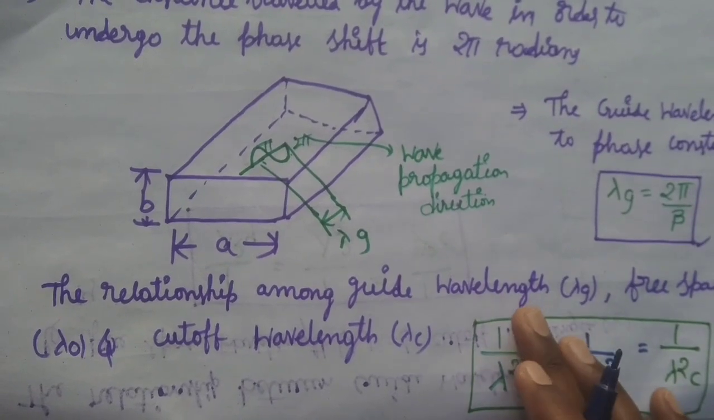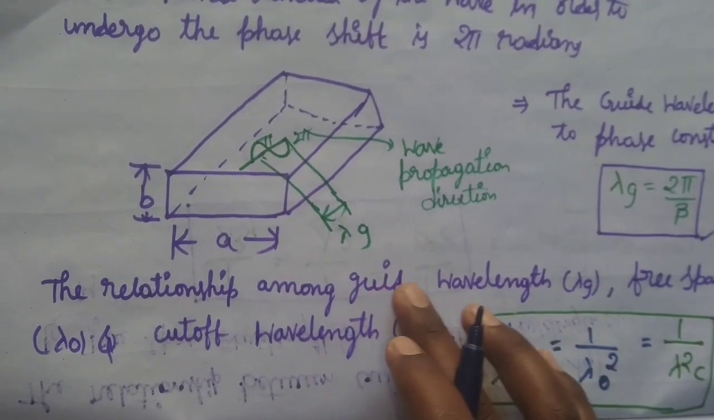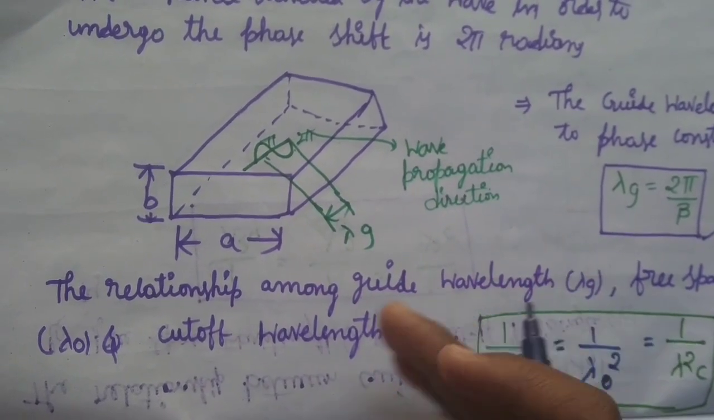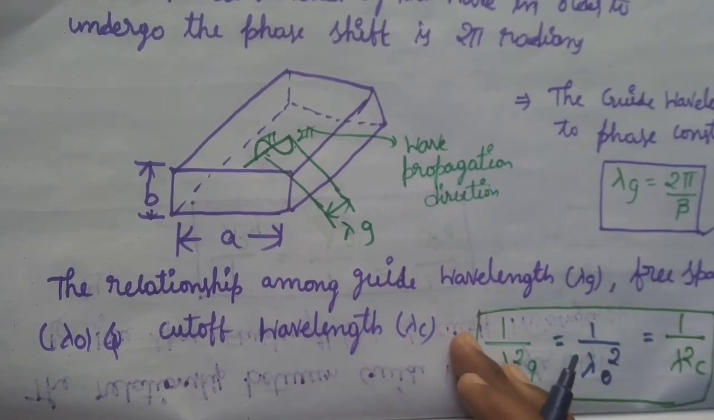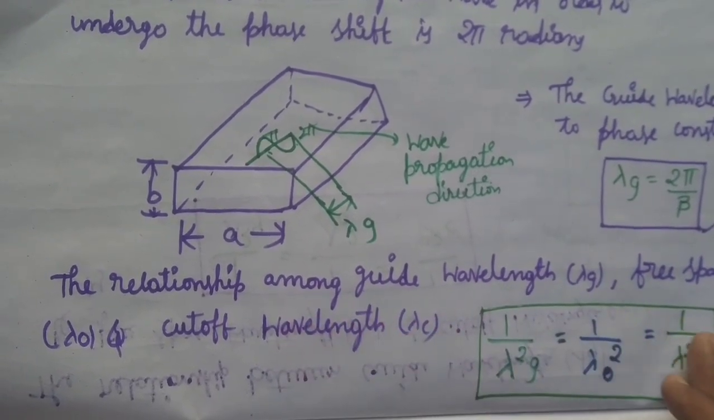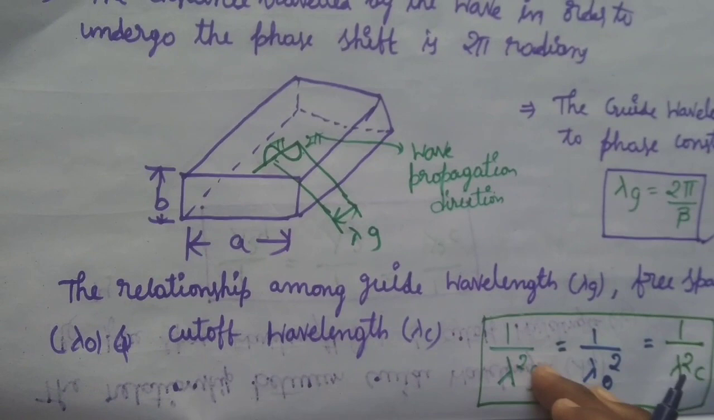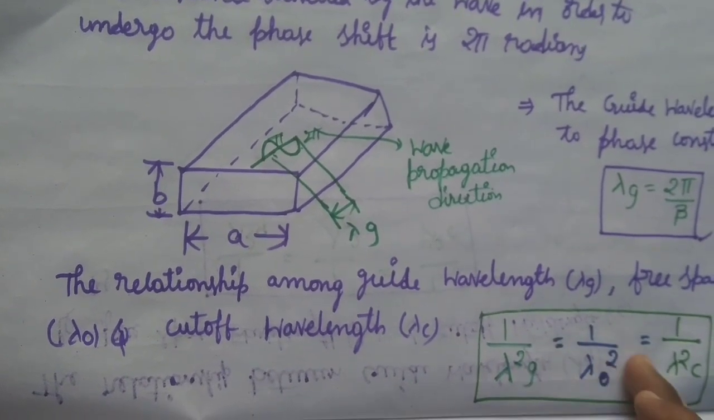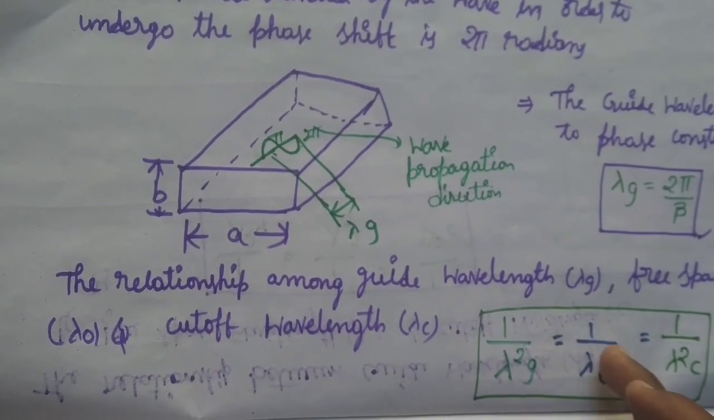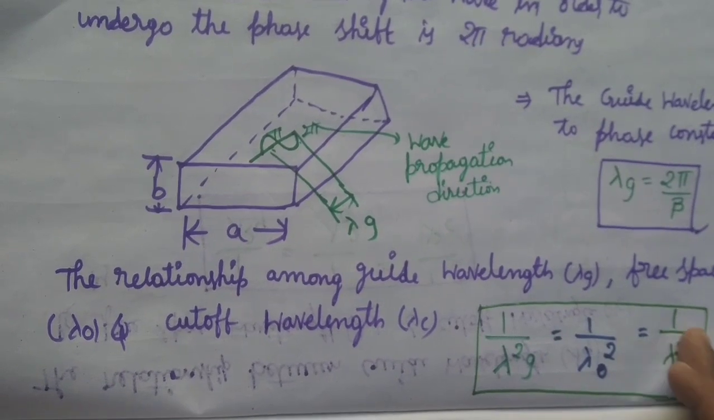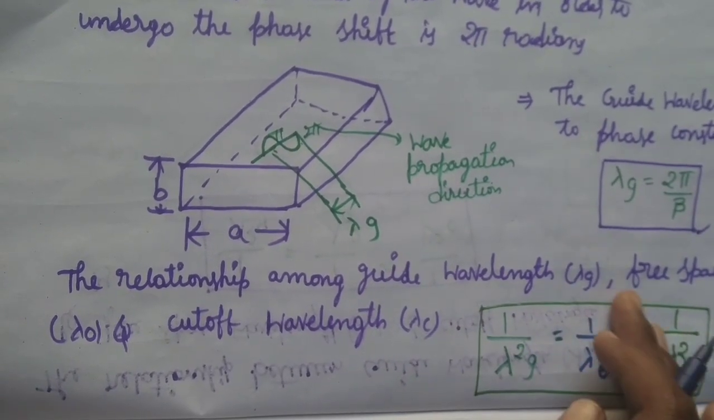One important point is that the guide wavelength is different from the free space wavelength. These are different wavelengths, not equal lengths. Guide wavelength is different compared to free space wavelength, and free space wavelength is different from cutoff wavelength. So this is the relationship among these three.